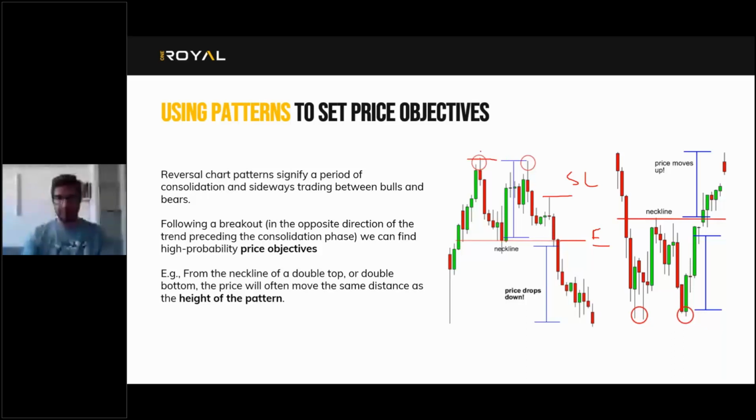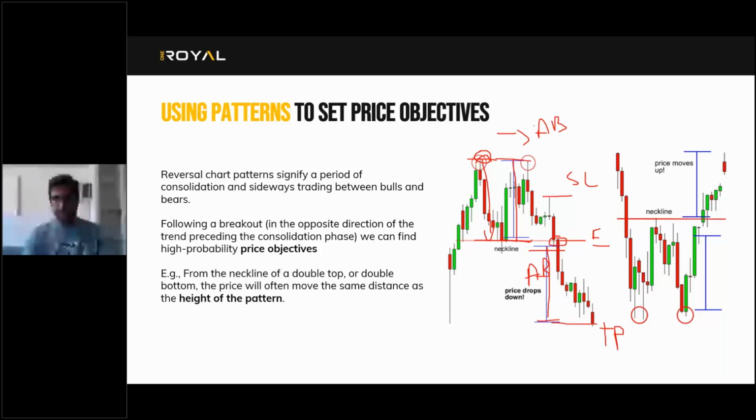You take the length from the top of the double top down to the neckline, and you use the same length from the entry point. So if this is from here to here, AB, this target profit should be based on the length of AB. So this area here has a length equal to this length. This is where you should put your target profit.